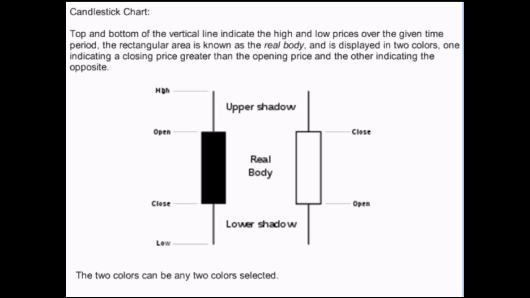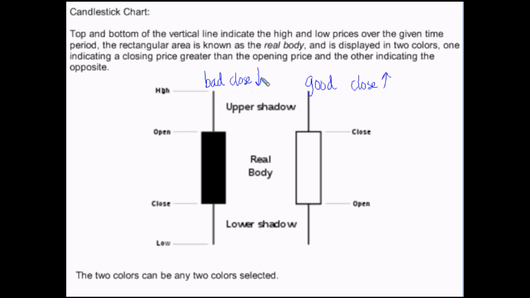What we have here, the box is called the real body, the line on top is called the upper shadow, and the line on the bottom is called the lower shadow, and who cares? The top of the box is either the open or the close, and the bottom of the box is the other one. It depends on the colors you're choosing. In this one, white is good, so close is higher. And in this one, the black is not good, so the close is lower.